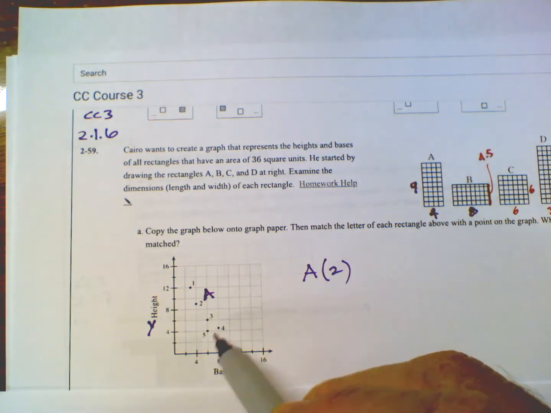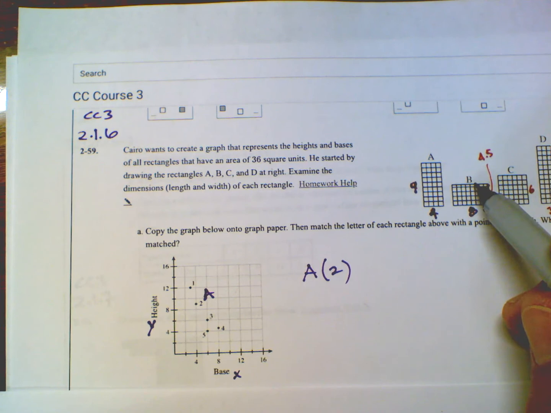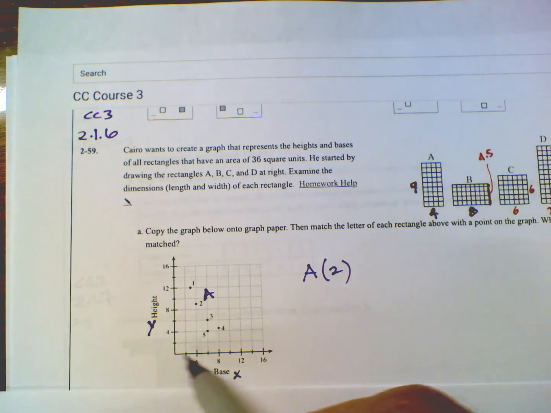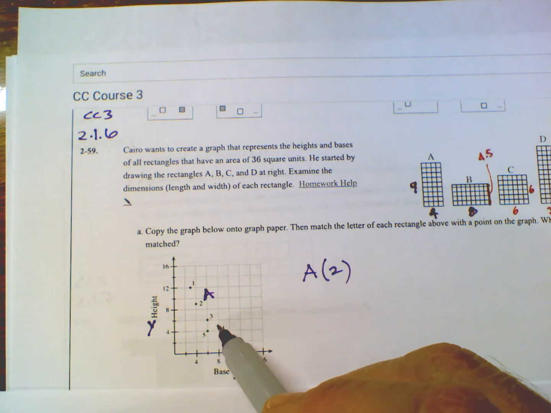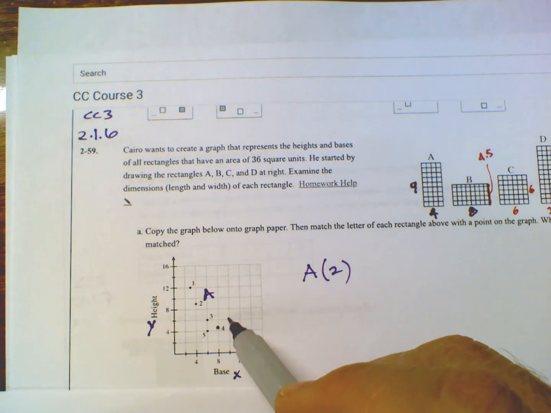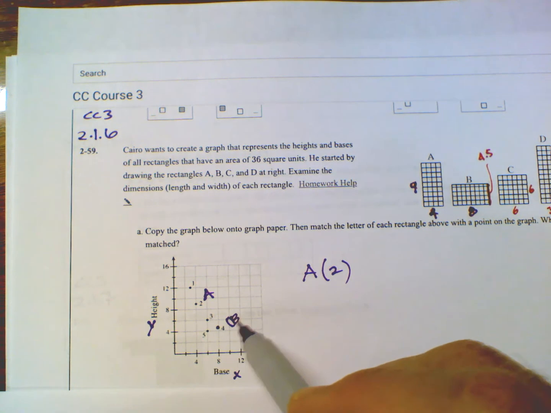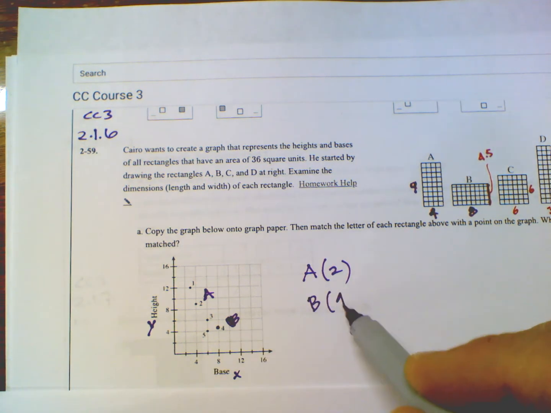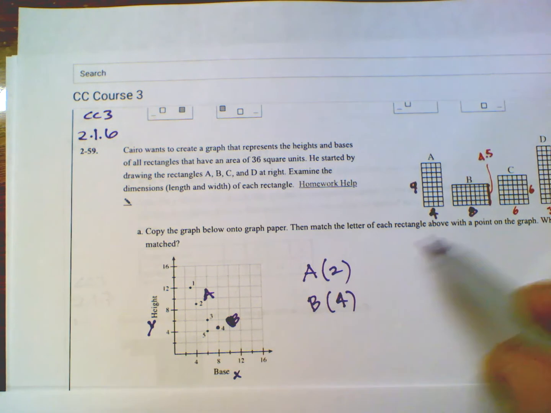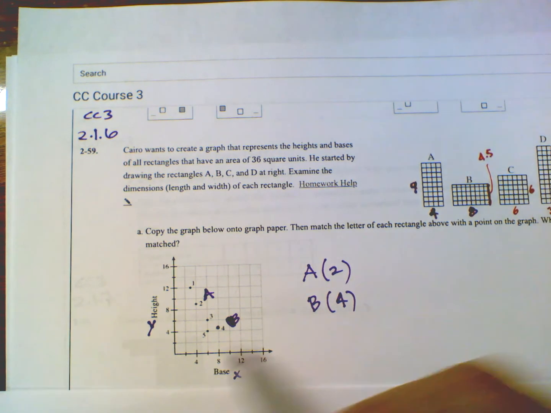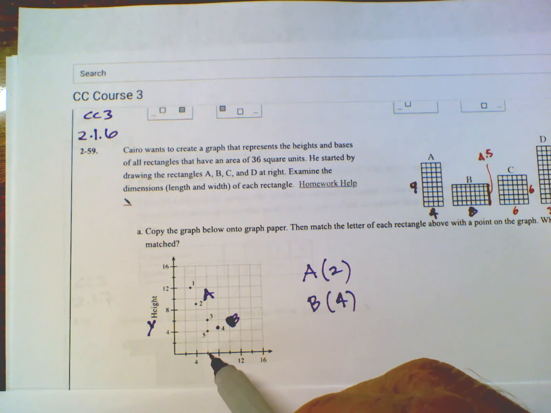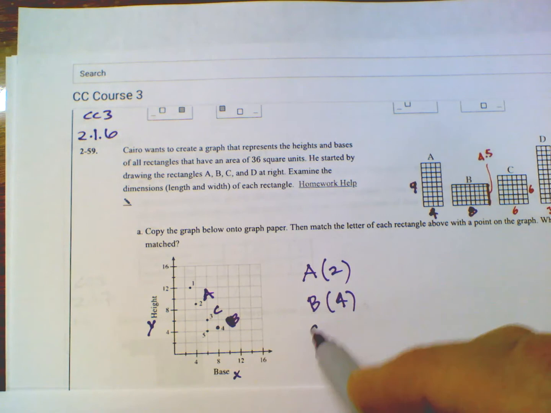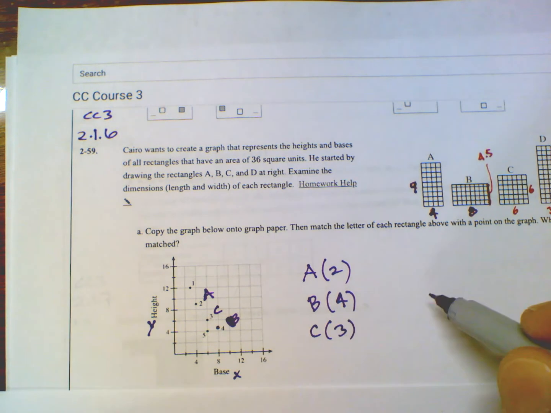And then rectangle B, the base is 8. The height is 4.5. So base is 8, height is 4.5, which looks like it's right there. So that is B. So B is 4. And then C is a 6 by 6. So if I go 6 over on the X, up 6 on the Y, that looks like 3. So C is matched with 3.